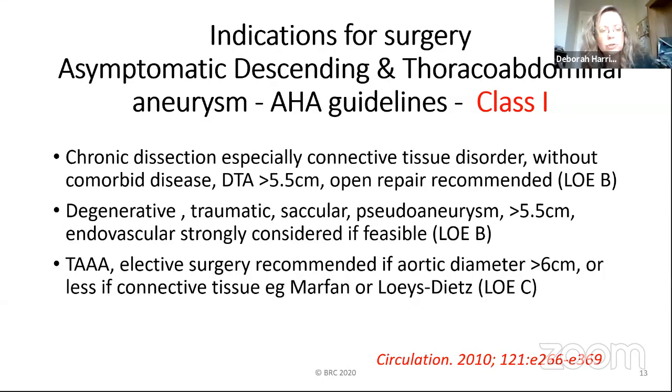And in thoracoabdominal surgery, when the aneurysm extends below the diaphragm, we know that these patients are subject to a higher risk with surgery of both mortality and morbidity, and therefore surgery is recommended at a higher dimension of 6 centimetres, unless, of course, the patient has a connective tissue disease, such as Marfan or Loeys-Dietz, when the threshold would be significantly smaller.